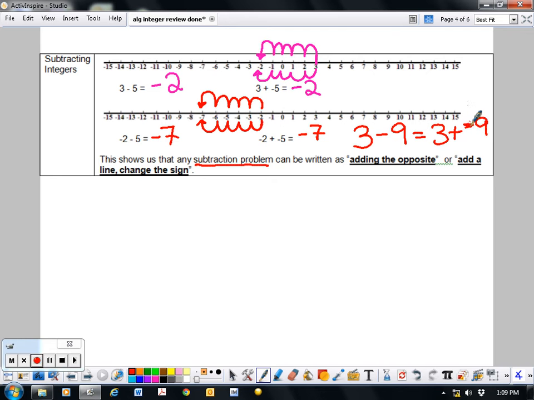And depending on which version you like to see in your head, people will go back and forth. Some people like the adding the negative better. Some people like subtraction better. And it's all about how your brain processes the information. And so you'll see different people use different methods, but it all ends up in the same way.